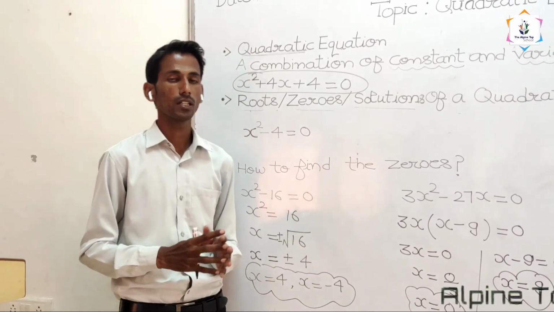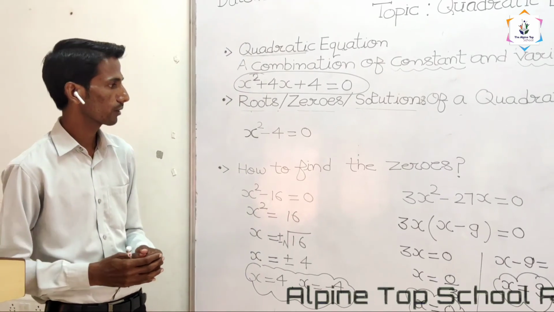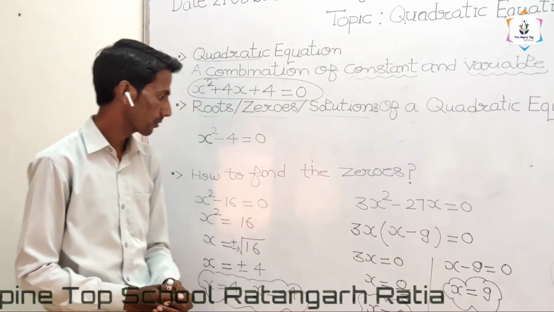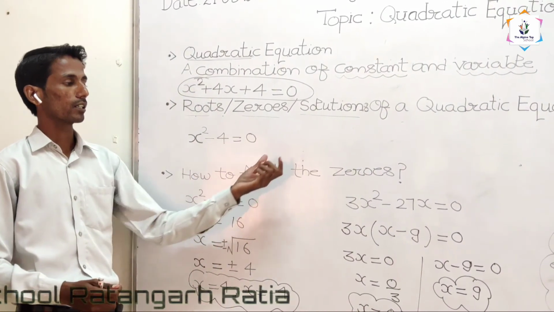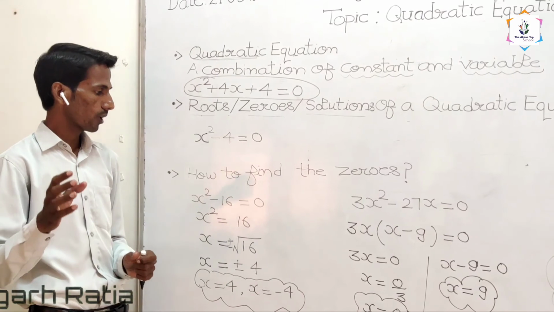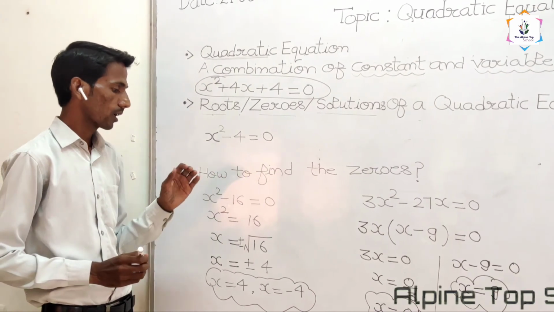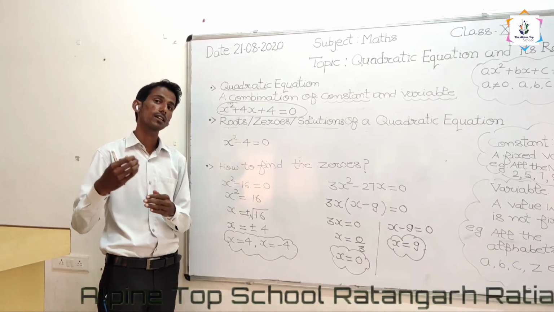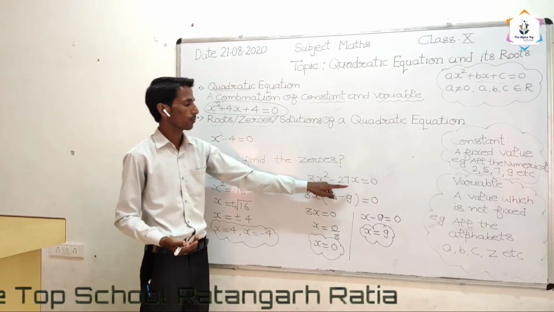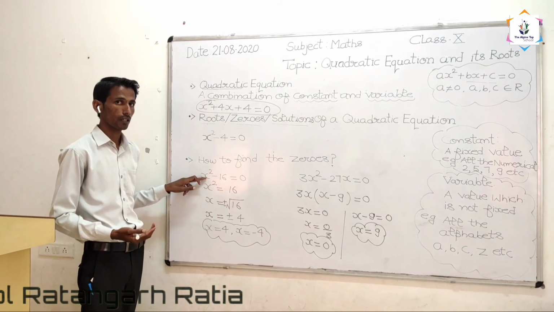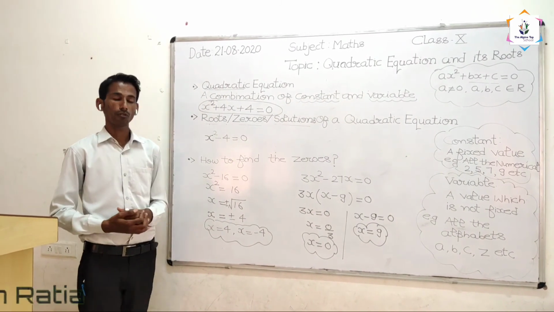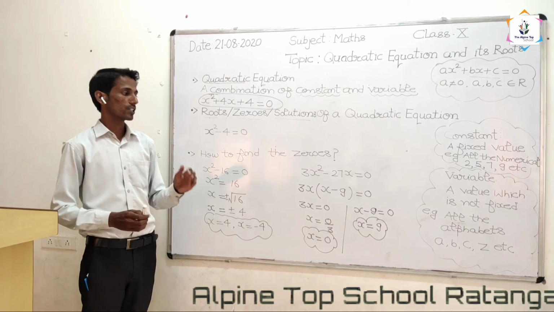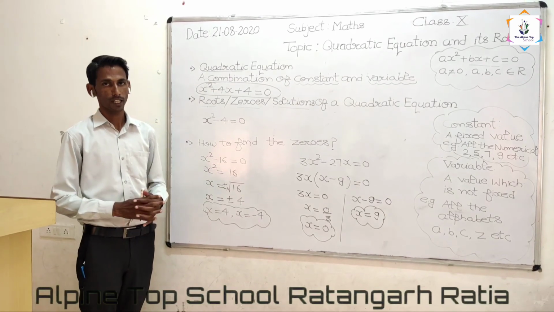Students, in this video you have learned what the meaning of a quadratic equation is, what the meaning of roots, zeros and solution of a quadratic equation is, and how to find the zeros. In this video you have seen only how to find the zeros of a quadratic equation which is in incomplete form, which is not a proper quadratic. Students, in the coming video you will see how to find the zeros of a quadratic equation which is in the complete form. Thanks, have a nice day.